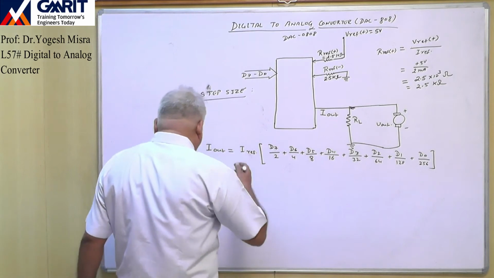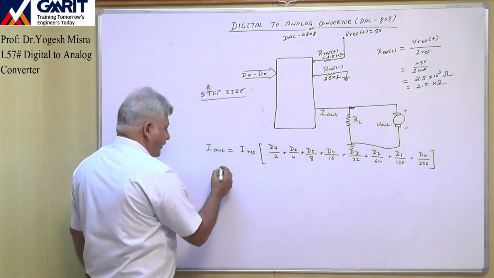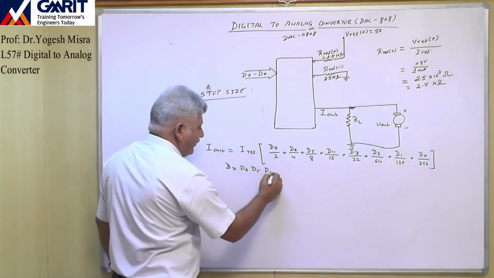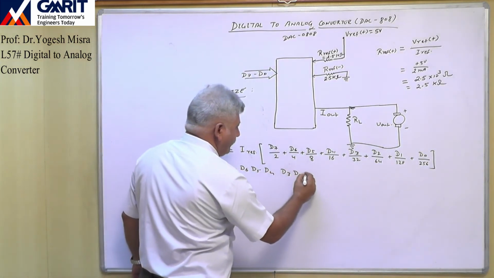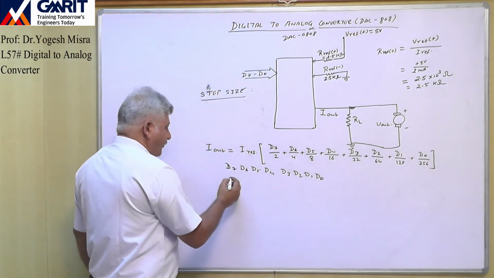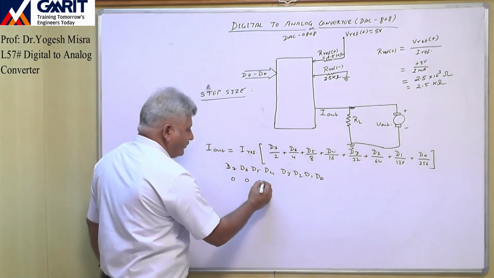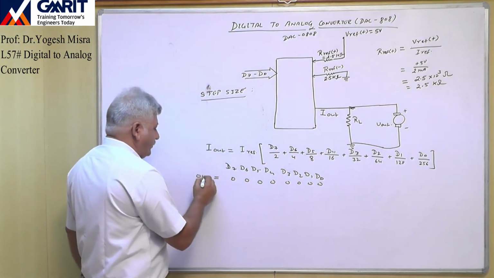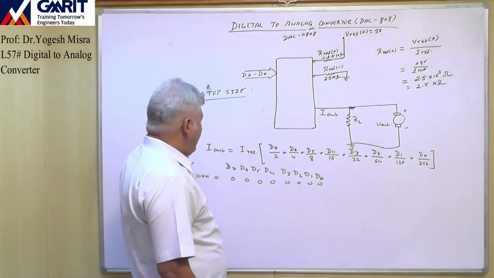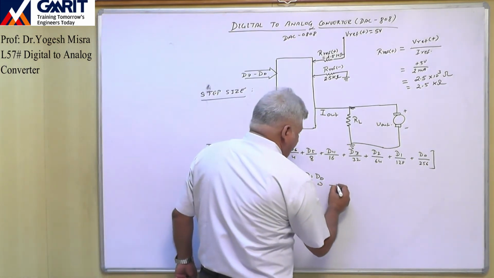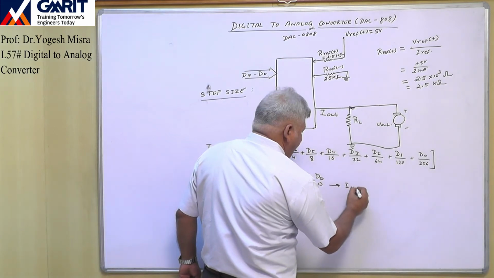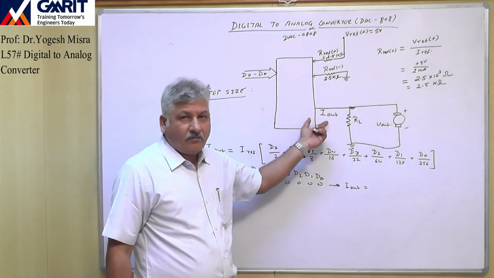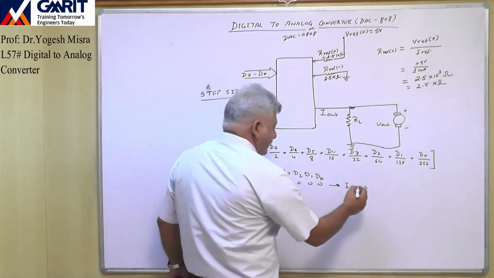Now for example, if our digital input is, can you write D7, D6, D5, D4, D3, D2, D1, D0. Suppose our digital inputs are 0, 0, 0, 0 and 0, 0, 0, 0. This is our digital input 00H. Now under this condition, what I output are we getting? That is 0. Current will be 0.